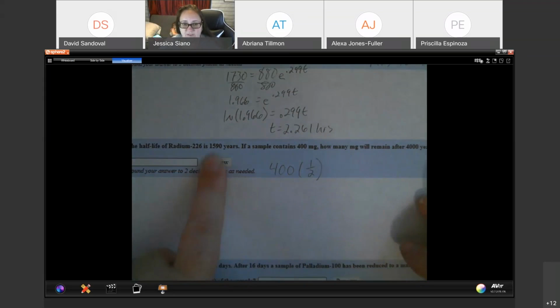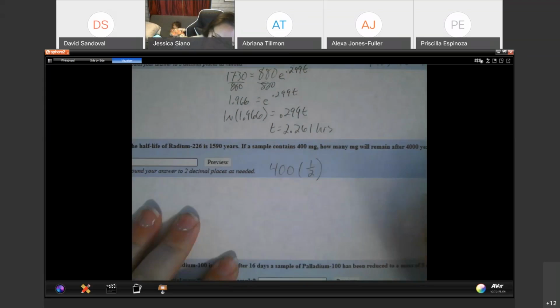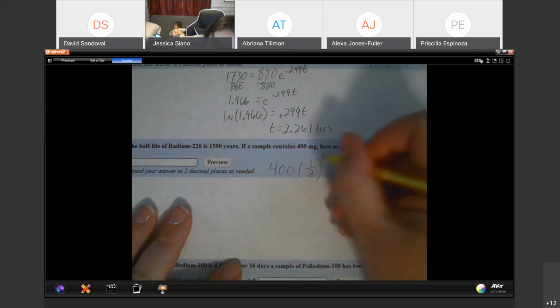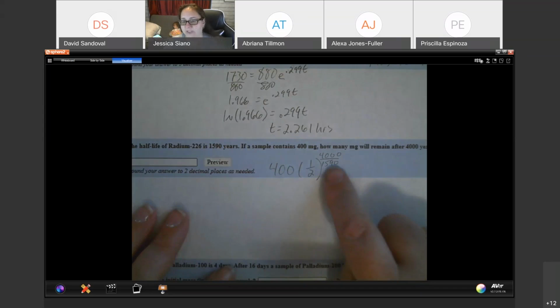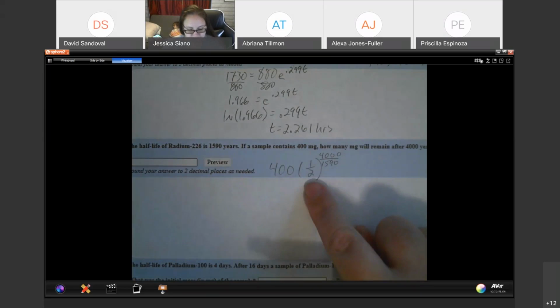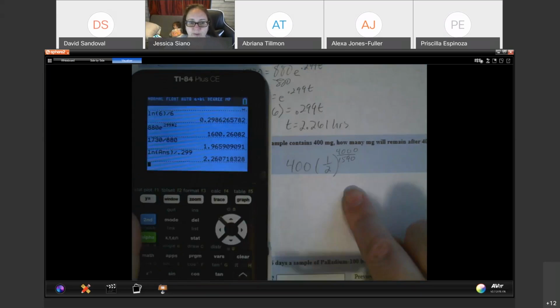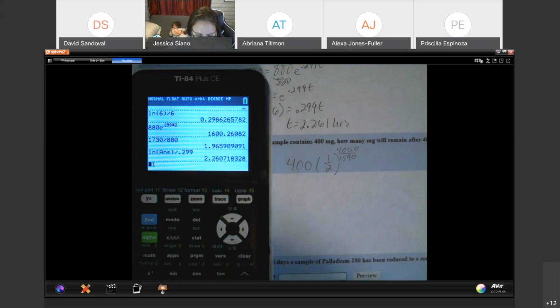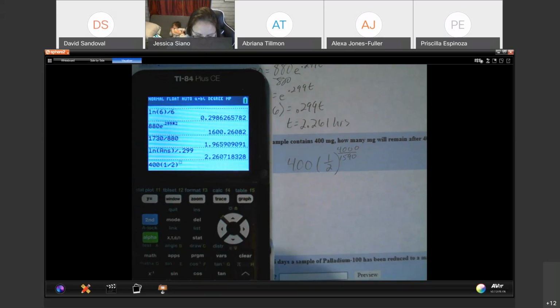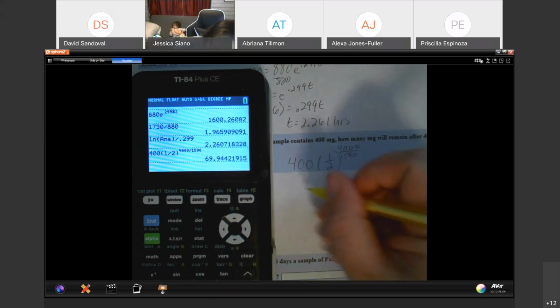And then 1 half-life is 1,590 years. So remember before how I had to do 110 over 15? Here I have to do the 4,000 years over 1,590 years, because that will tell me how many half-lives we've gone through. So 400, 1/2 to the 4,000 divided by 1,590. 2 decimal points.